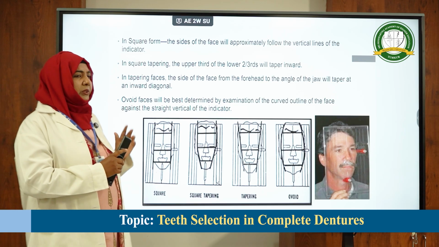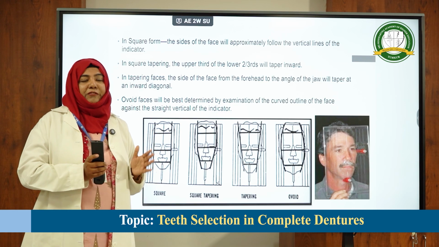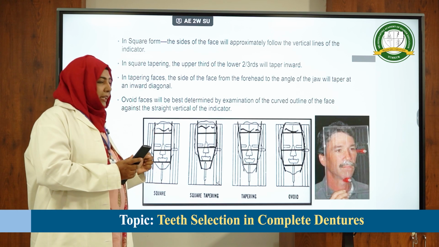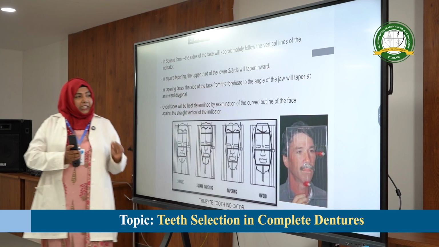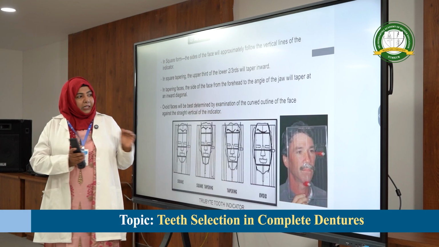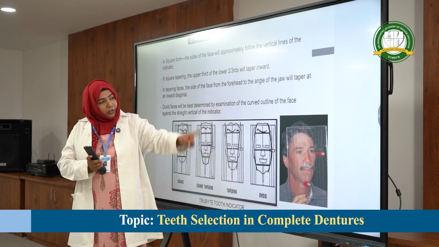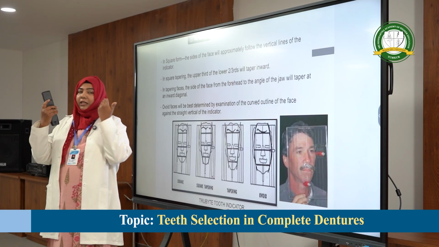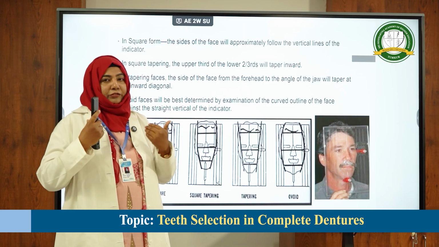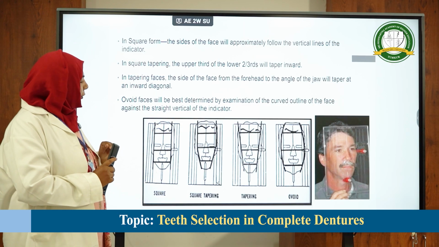To determine the facial form of the patient, we have an indicator called the Trubyte tooth indicator. We can use this indicator to determine the facial form. This indicator has vertical lines on it and the central piece is cut out at the center to stabilize the indicator in front of the patient's face. So how do you determine it?